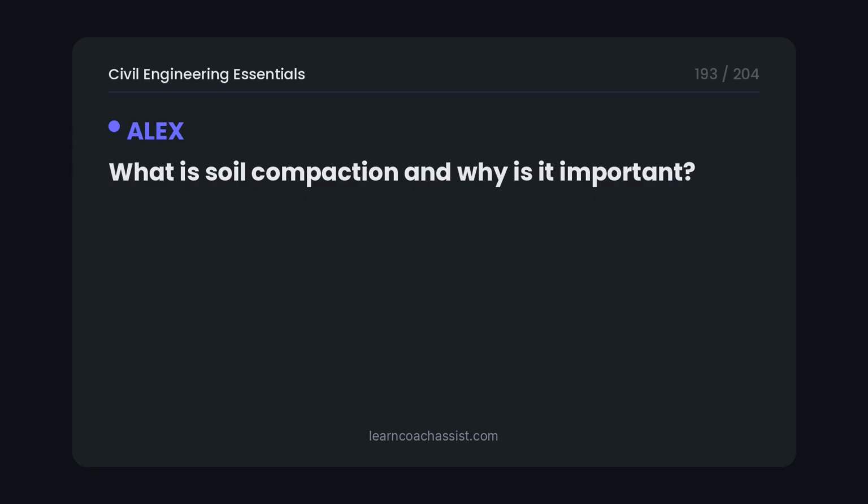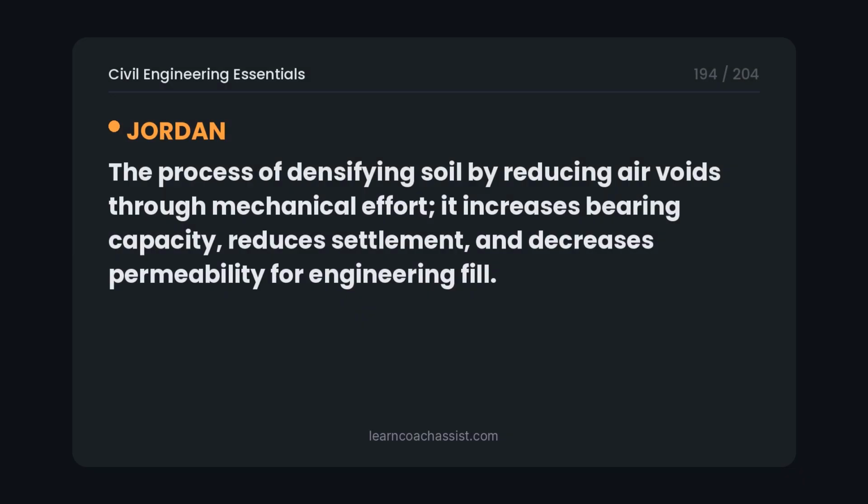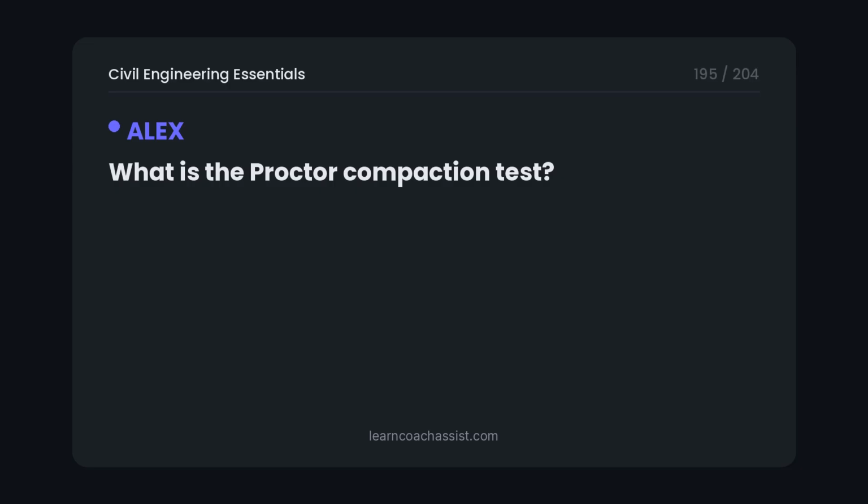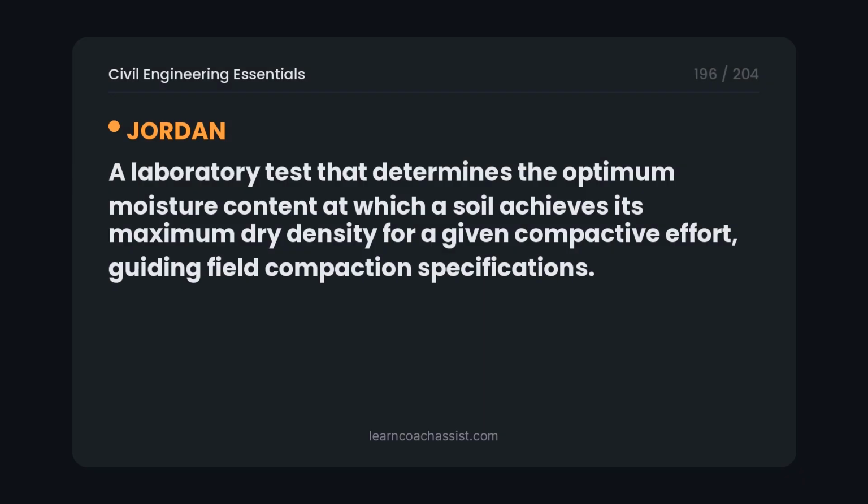What is soil compaction and why is it important? The process of densifying soil by reducing air voids through mechanical effort. It increases bearing capacity, reduces settlement, and decreases permeability for engineering fill. What is the Proctor compaction test? A laboratory test that determines the optimum moisture content at which a soil achieves its maximum dry density for a given compactive effort, guiding field compaction specifications.